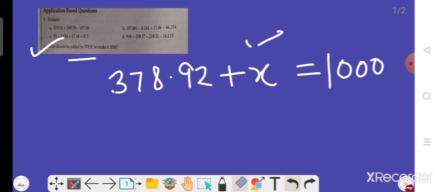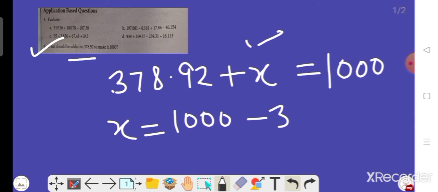So what is the value of x? x is equal to 1000 minus 378.92. Now we have to subtract the given number from 1000. Now look at the solution of the fourth question.